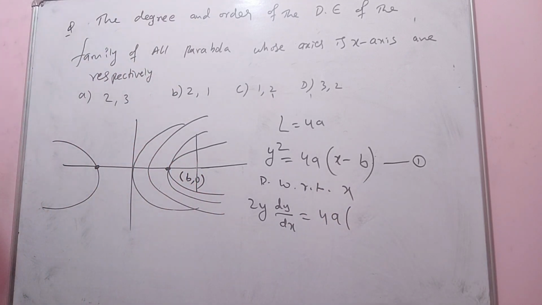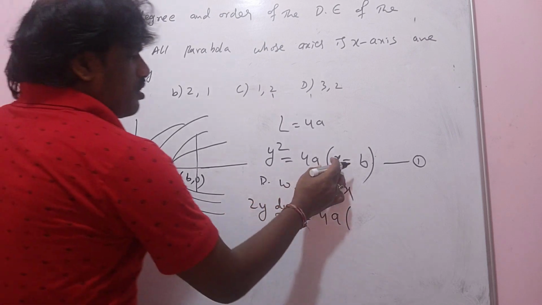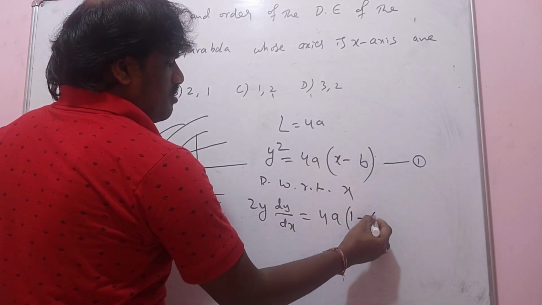4ax. You can take the differentiation of this one, very simple. Differentiation of y square is how much? Differentiation of y square is 2y dy by dx. What is the differentiation of 4ax? That is 4a, because this differentiation is 1 and this will be 0.